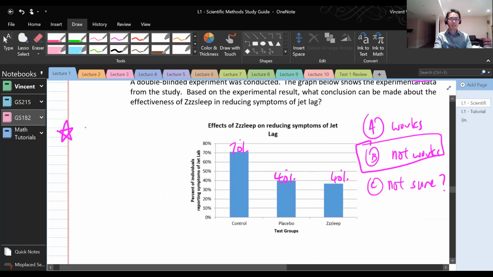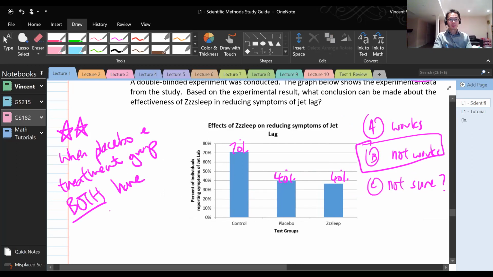So here is the takeaway message. When the placebo and treatment groups both have similar results, it does not work.